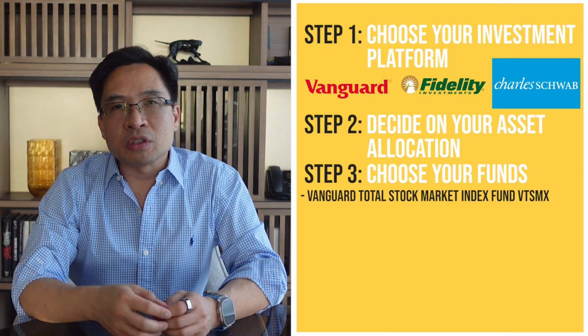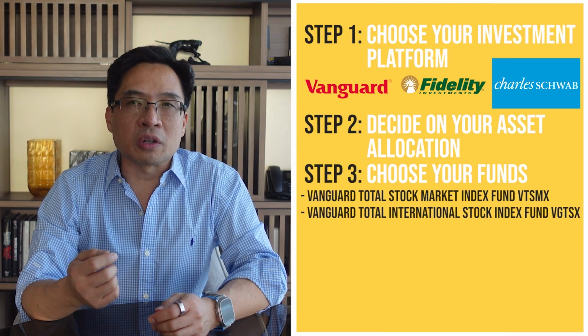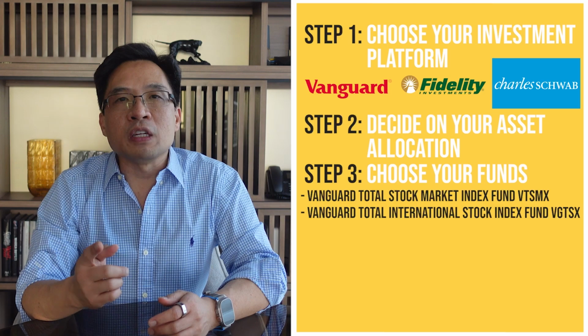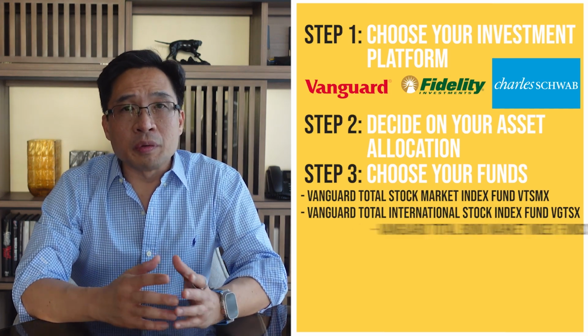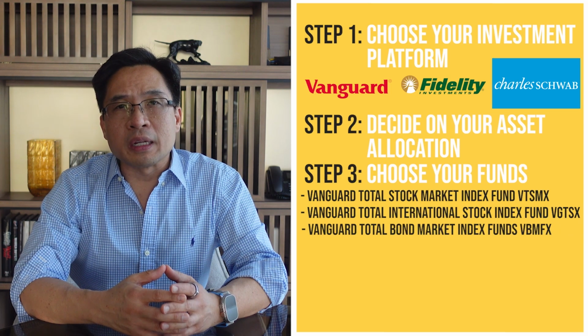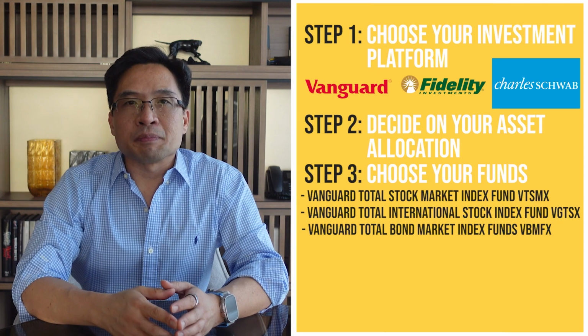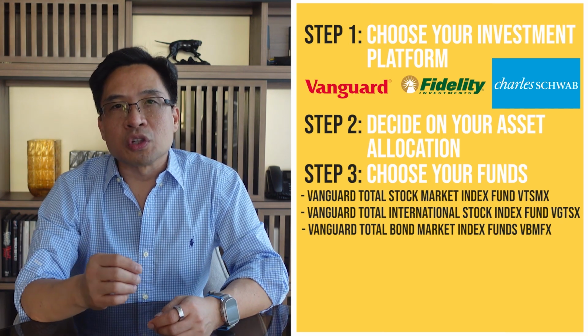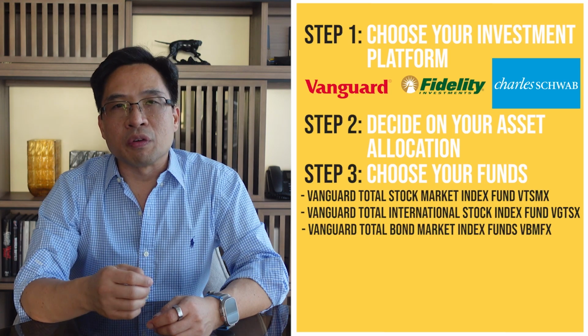And for the International Stock Market Fund, we will be investing in the Vanguard Total International Stock Index Fund, ticker symbol VGTSX. And for the Total Bond Market Fund, we will be using the Vanguard Total Bond Market Index Fund, ticker VVMFX. At the end of the video, I'll show you a list of mutual funds and ETFs you could use to build your 3-fund portfolio.